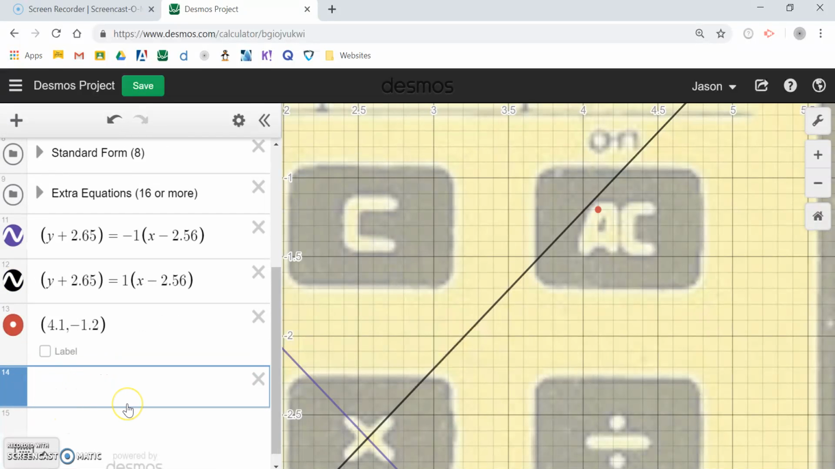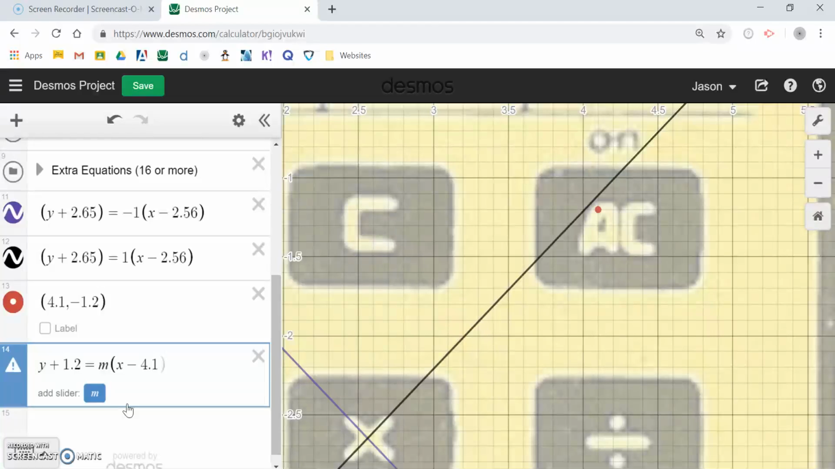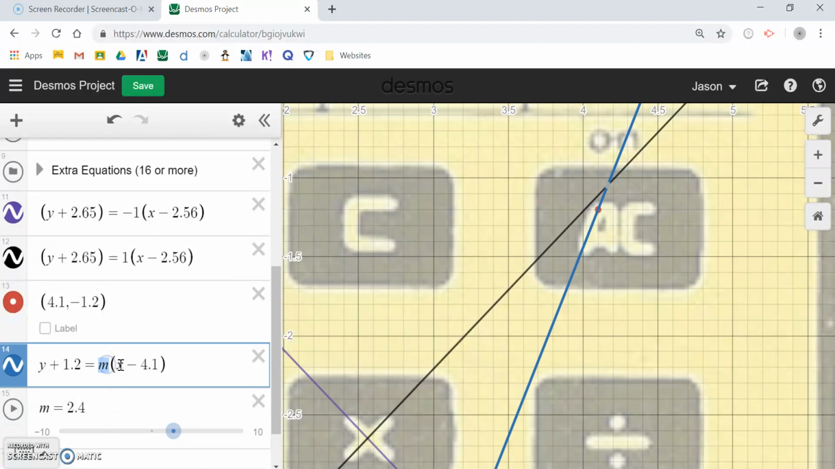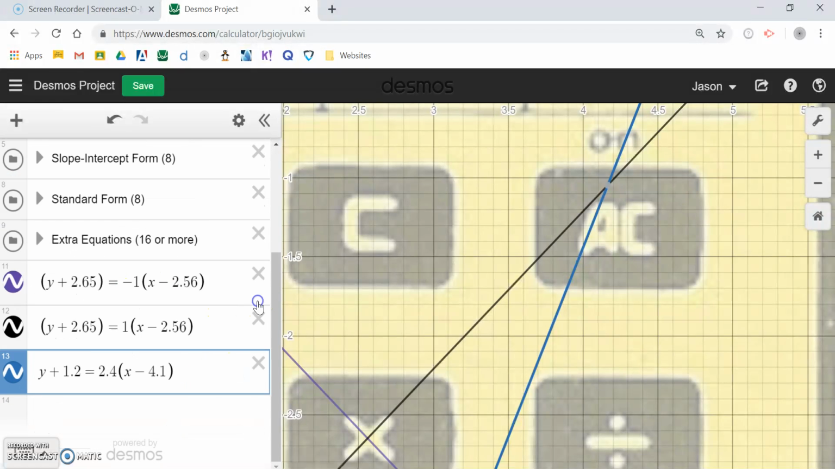Then I'm going to build this equation, which is called point-slope form, which is y, and it will be the opposite of the y value. You can put parentheses around that, although it's not needed, equals my m value times x minus the x value. And then you could try the slider option this time and try to figure out where it goes. 2.4. We'll get rid of that slider, and we'll get rid of this point.